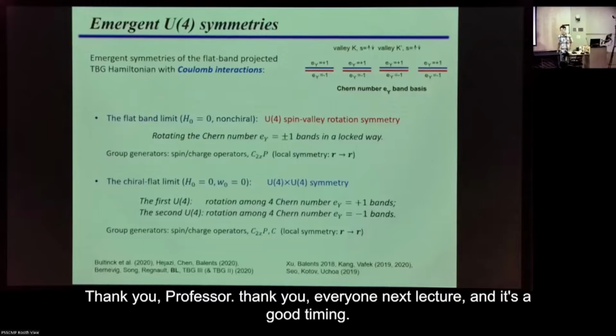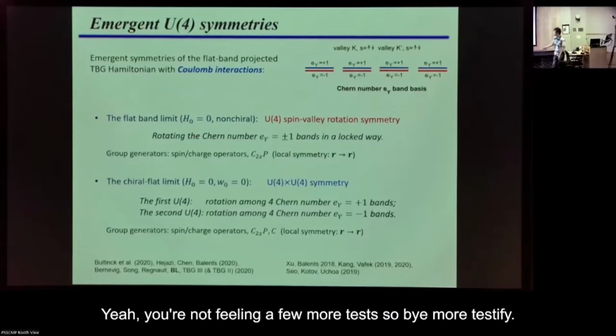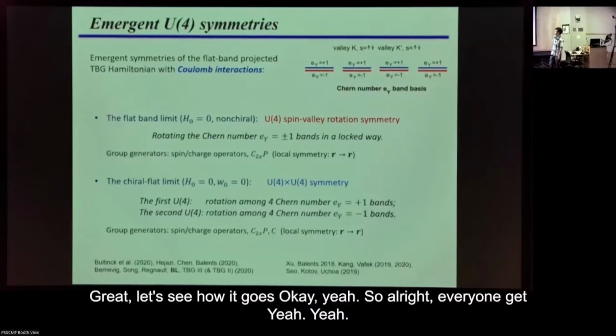And it's actually important to have a local operator when you generalize, when you want to get some enhanced continuous symmetry, right? Because if it's a continuous symmetry, it's actually a continuous local symmetry. So you want to always find some local operator. And with this additional operator, you can see that you immediately enlarge your group into U4. And in the chiral flat limit, where you make the AA hopping 0, then you actually have a further enhanced symmetry, which is U4 cross U4.